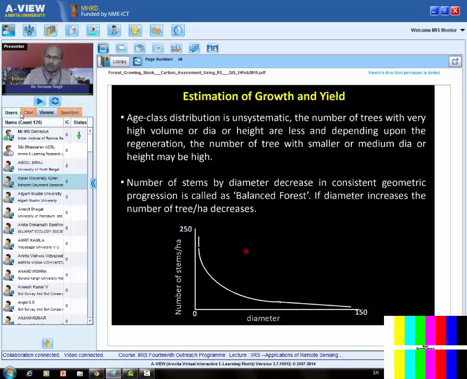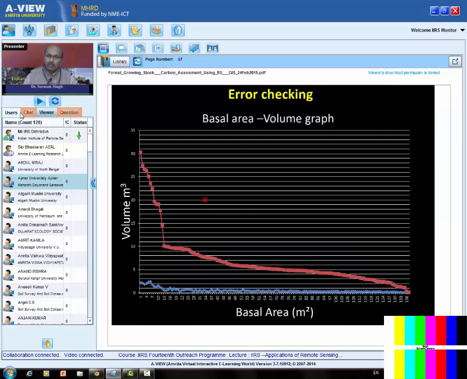Then you can generate this kind of graph, because this shows that as the forest grows older, the number of thick trees decreases and thin trees will be more. So this is a reverse ogive curve, which you can do. The next graph will probably give you more. This is basal area versus volume. You get this kind of a curve.